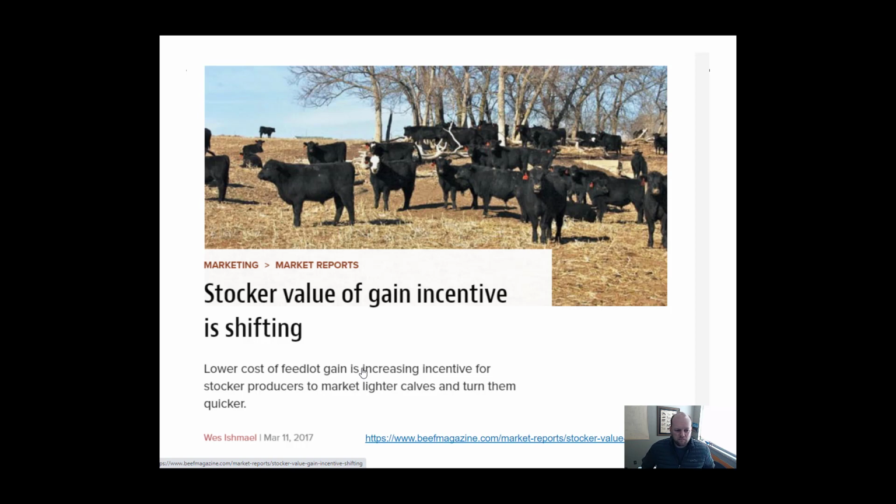But you can see really quickly how easy it is to compare the value of the pounds that you add to the animal versus the cost of those pounds, and understand quickly if you're going to make money and how much profit you potentially can make. So that's a real quick overview of cost of gain and value of gain and how you can use those to evaluate profit. Thanks.